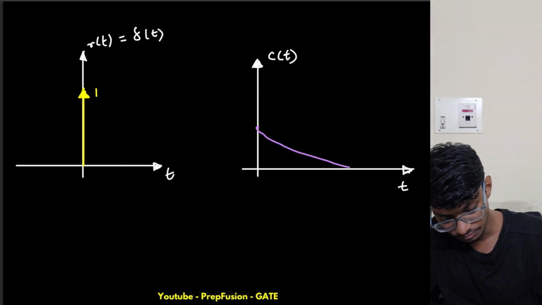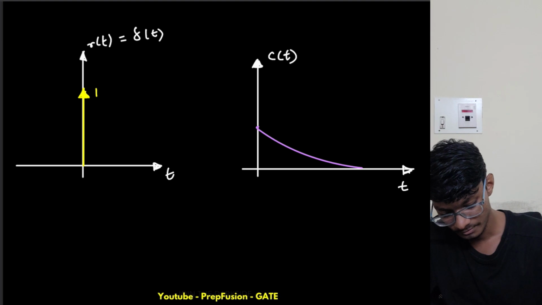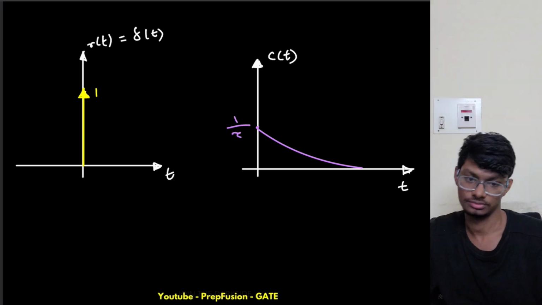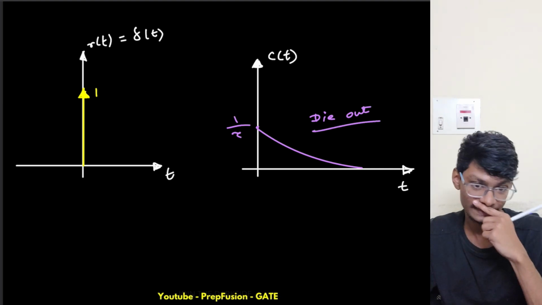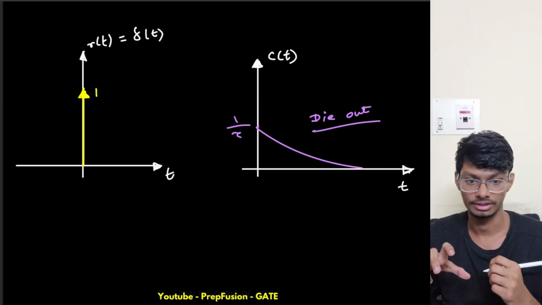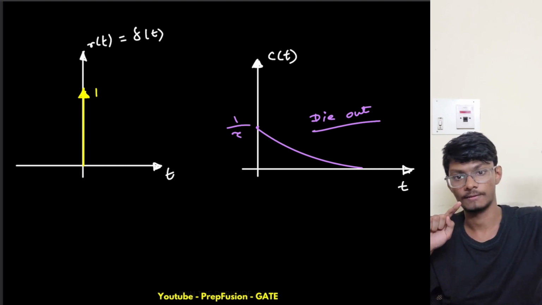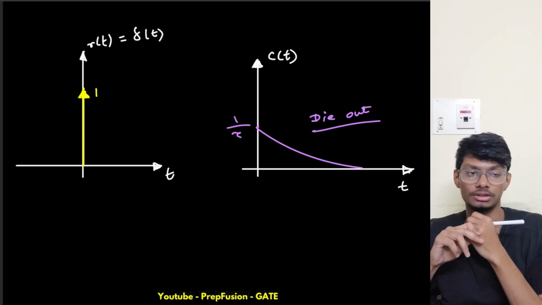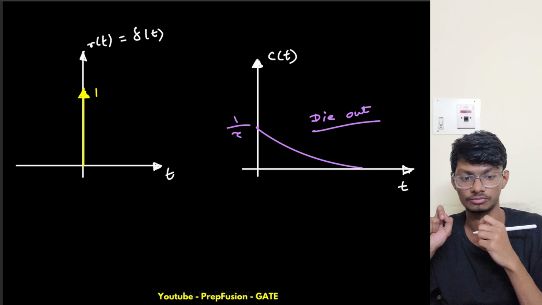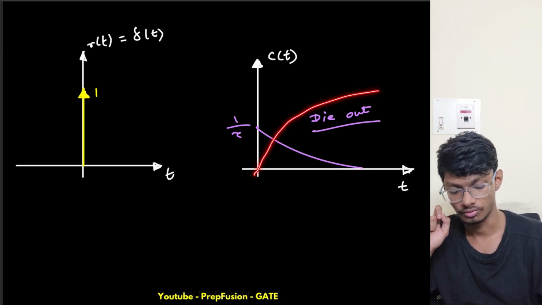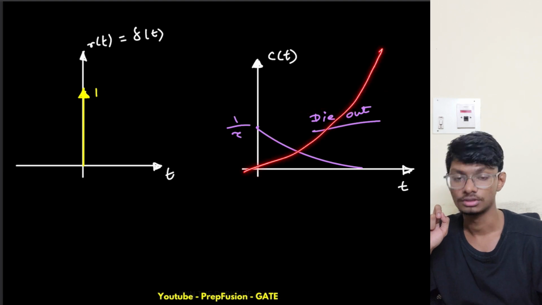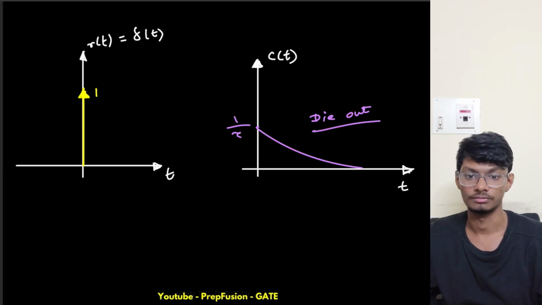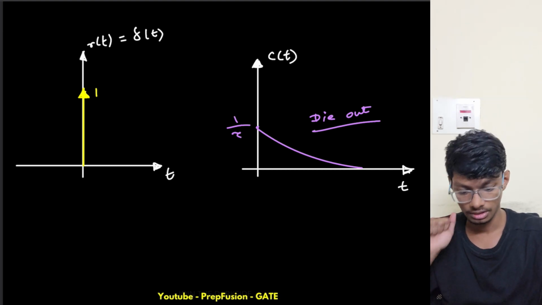As t goes to infinity, it is going to 0. This is 1 by tau. So this is dying down. Now for some reason, if my impulse response doesn't die out, it goes on, or is constant, then there is an issue. Then there is a problem. If this goes unbounded, that means my system is not stable. So that is an important thing to look at.